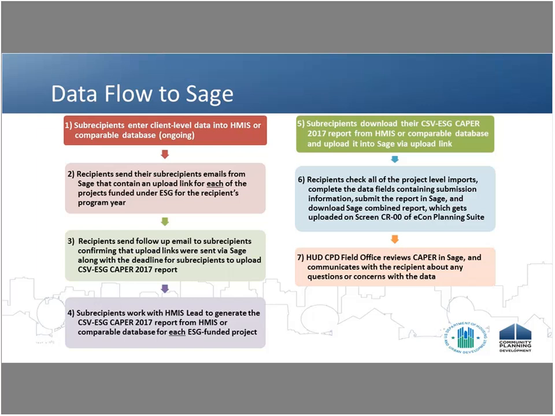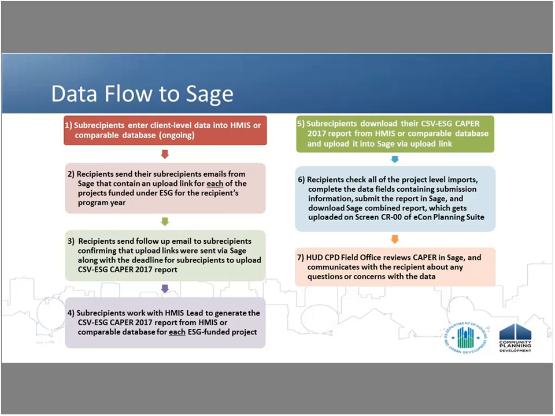Step 5, subrecipients download their CSV report from HMIS or the comparable database and upload it into Sage via the upload link. So after they've done some behind-the-scenes checking and working on the report with the HMIS lead, it's time for them to download the report and then upload it into Sage via the link.